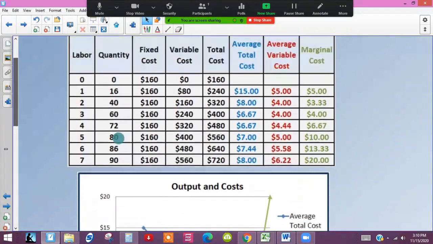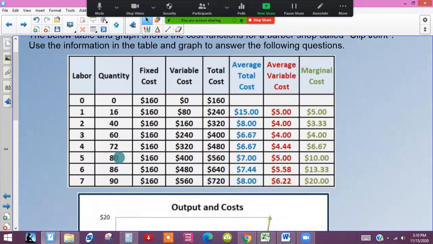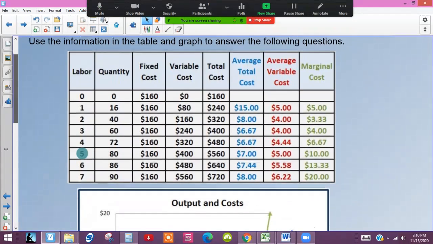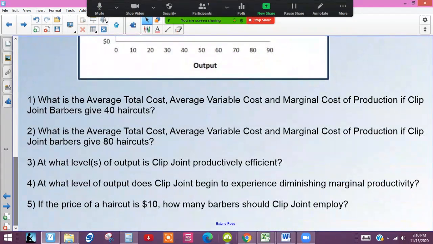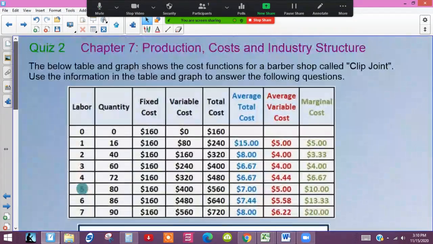And in order for this barber shop, Clip Joint, to have an output of 80 haircuts, we're going to need to hire 5 barbers. Okay, 5 units of labor. So the answer would be 5. There you go. So that is how you do problem 2 on the quiz. Stay tuned for problem 3.